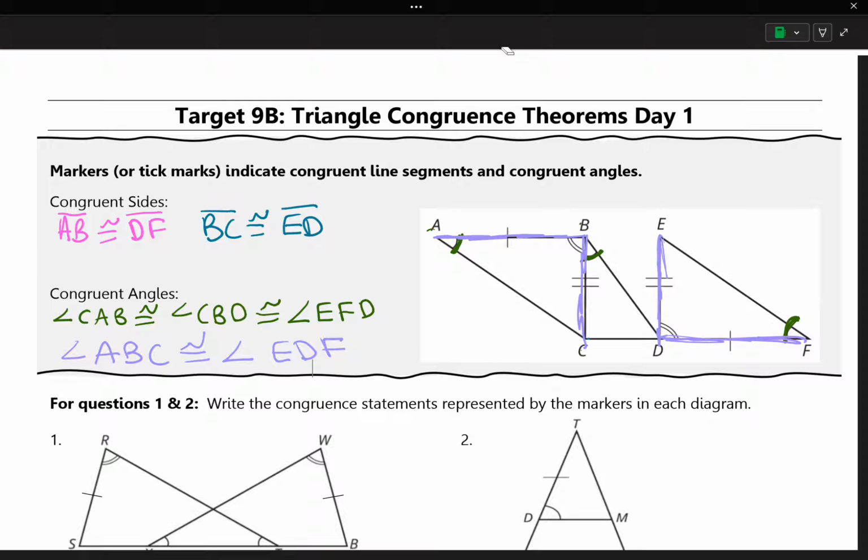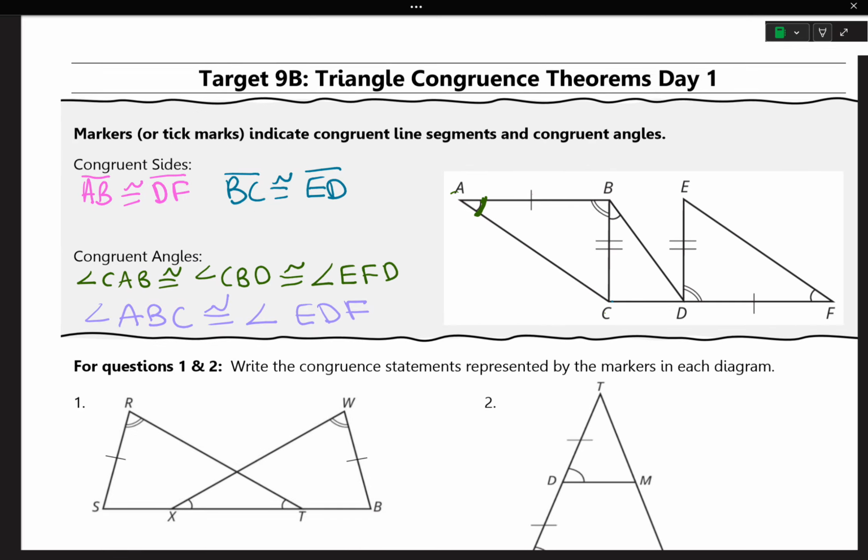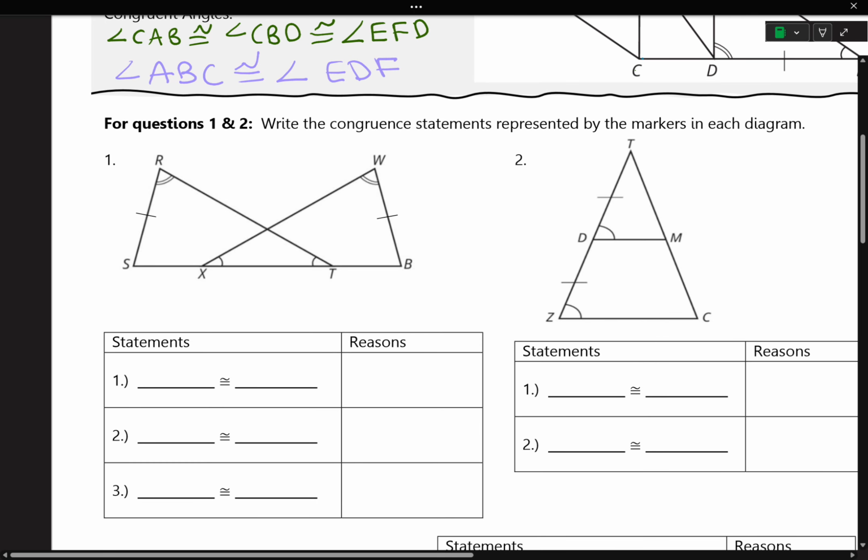Okay, let's keep practicing that. Let's take a look at number 1. We're also going to be practicing our reasons. So reasons, we'll have some theorems that we will use along the way. But when we see tick marks on a triangle or any arc marks on triangles, the reason is given. We were given this marking. So for now, since we're not really proving anything, every reason here is given. But let's take a look at how we'll write our statements.